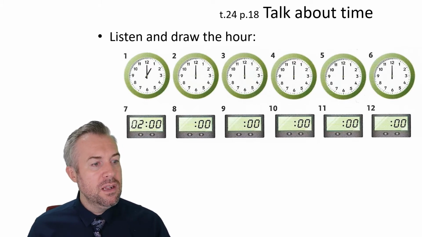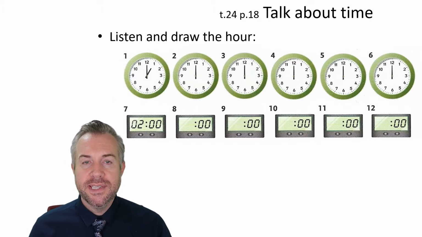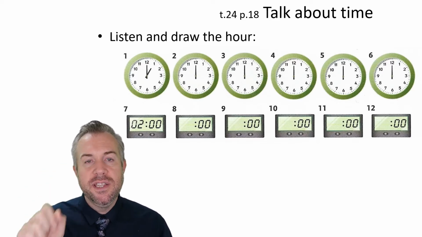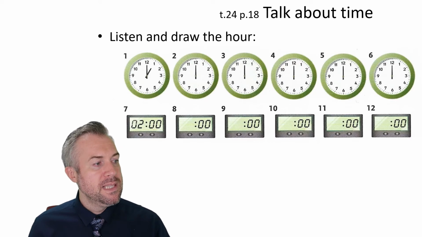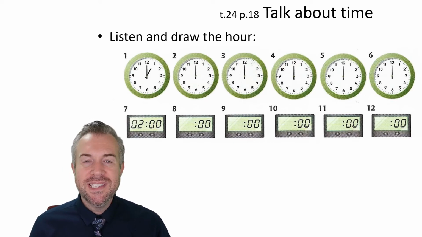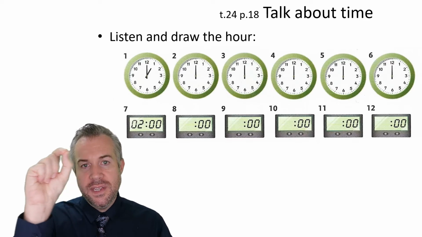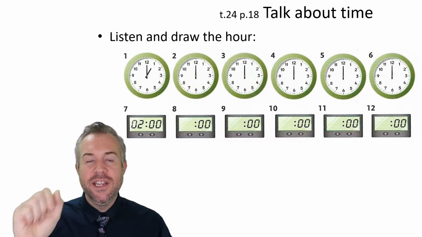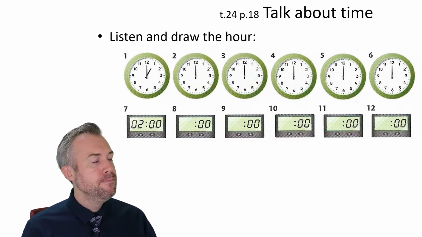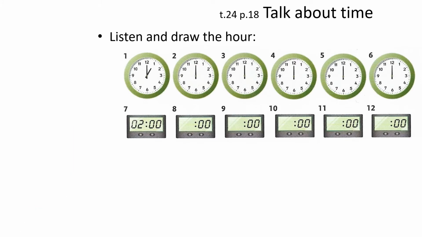7 through 12 are digital clocks, so we only need to write the number. Number 7 shows us it is 2 o'clock. So number 1 and number 7 are done for you. Let's listen and draw the hand or write the number. Track 24, Module 3.4.